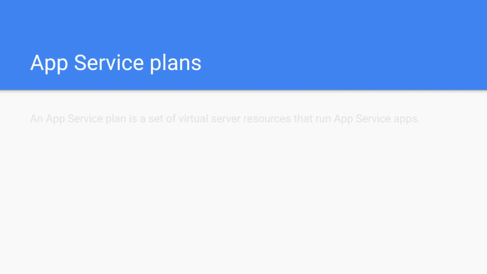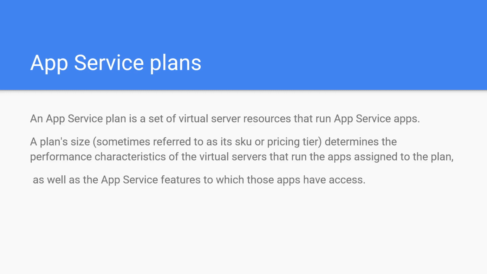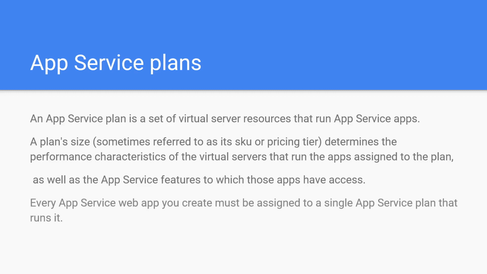For now, follow me. Now we have the app service plans. An app service plan is a set of virtual server resources that run app service apps. The plan size, sometimes referred to as SKU or pricing tier, determines the performance characteristics of the virtual servers that run the apps assigned to the plan, as well as the app service features to which those apps have access. Every app service web app you create must be assigned to a single app service plan that runs it. Okay?